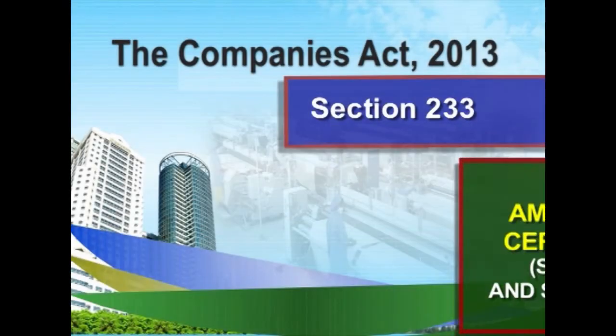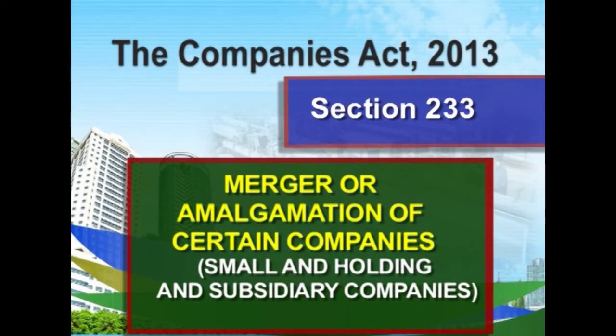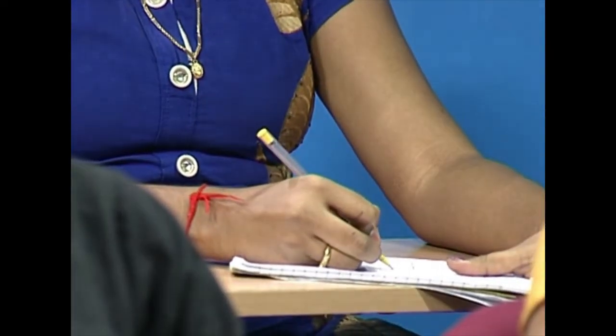Section 233. Merger or amalgamation of certain companies, small and holding and subsidiary companies. This provision is meant to facilitate a scheme of merger or amalgamation between two or more small companies or between a holding company and its wholly owned subsidiary or such other class or classes of companies as may be prescribed. The facility is subject to the following requirements.